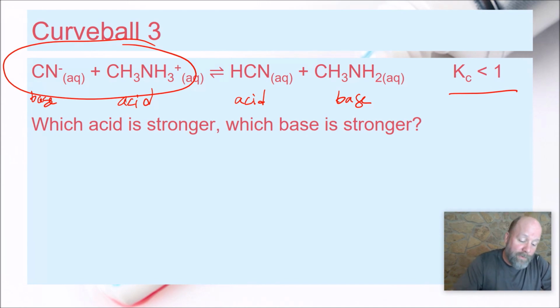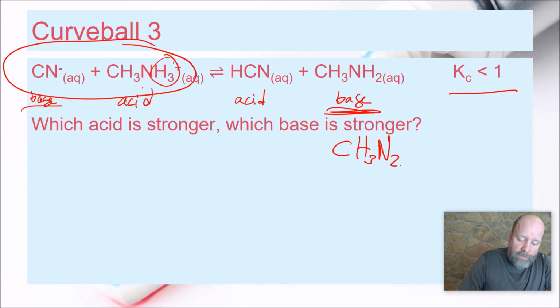So since this reaction is going to the left, the hydrogen ion is stuck to the stronger base on the left. And that means that this hydrogen ion, that hydrogen is on this, which means this is the stronger of these two bases. Of these two bases, cyanide ion and methylamine here on the right, of those two bases, the methylamine, CH3NH2, has to be the stronger base. So which base is stronger? CH3NH2.